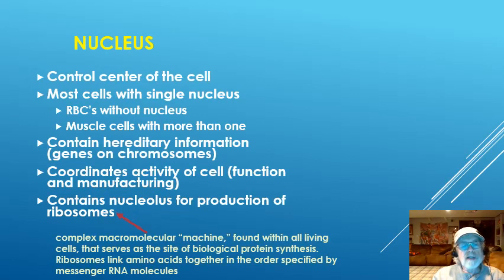Anyway, let's talk about the nucleus and round this discussion out. The nucleus is the control center of the cell. Again, most cells have a single nucleus, with the exception of some. Red blood cells don't have a nucleus, like I talked about before. To maximize the amount of carrying capacity they have for hemoglobin, which is carrying oxygen, which is the sole purpose of a red blood cell, basically they throw them out.